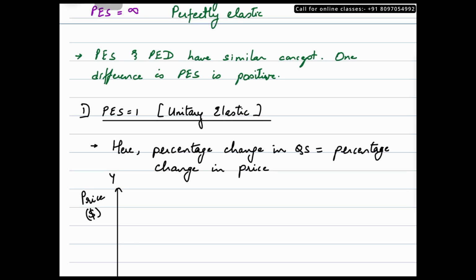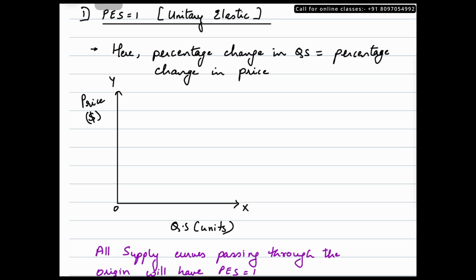As I mentioned in the beginning of the video, PES and PED are similar concepts. The only difference being PED is a negative figure, whereas PES is a positive figure, because price and supply are positively related. Clear? Now, let's take a look at what is PES equals 1 or unit elastic supply. So, under unit elastic supply, the percentage change in quantity supplied would be equal to the percentage change in price.